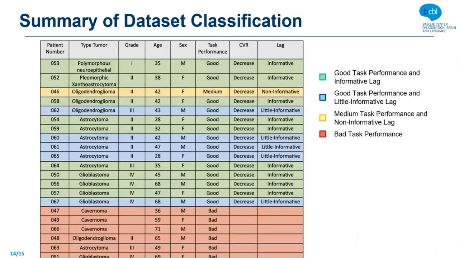So we got our 22 patients and we classified them. In 6 of them, we just had to discard them, the red ones, because of bad task performance. In yellow, we have the medium task performance patients that I explained before. In blue, we could see the patients who did a good performance and had a good CVR map, but a little informative lag. They show some information, but not exactly what is happening in their tumor. And in green, we have a good task performance and also an informative lag.